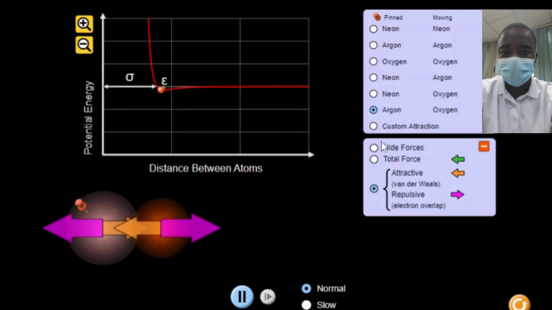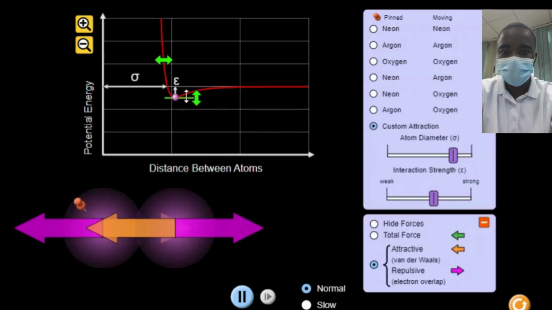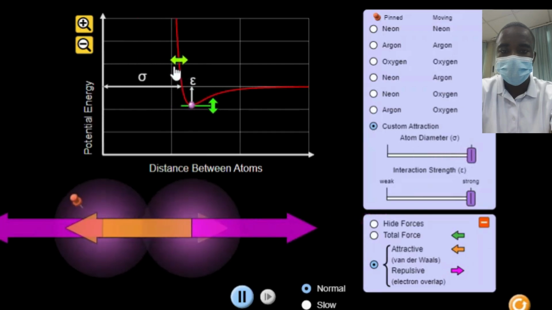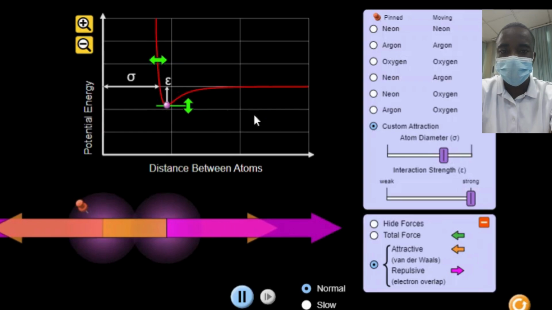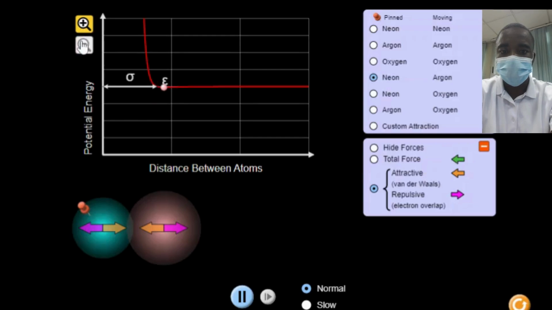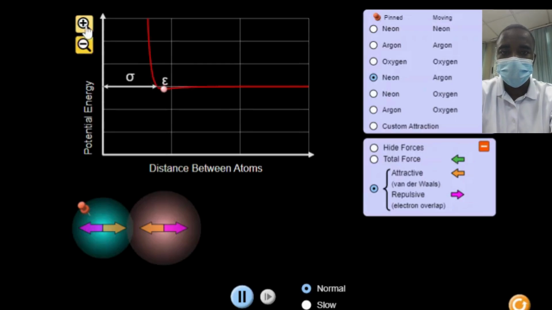The simulation provides an interactive and engaging way to learn about the principles of interatomic forces. Students can actively participate in the learning process by adjusting the parameters of the Lennard-Jones potential and observing the resulting changes in the potential energy graph and the behavior of the atoms. Interatomic forces and the Lennard-Jones potential can be abstract and difficult to understand. The simulation provides a visual and tangible representation of these concepts, making them more accessible and understandable.